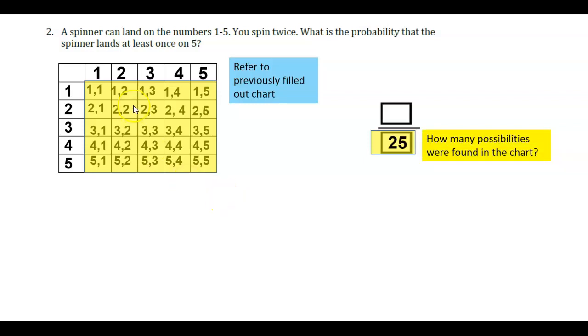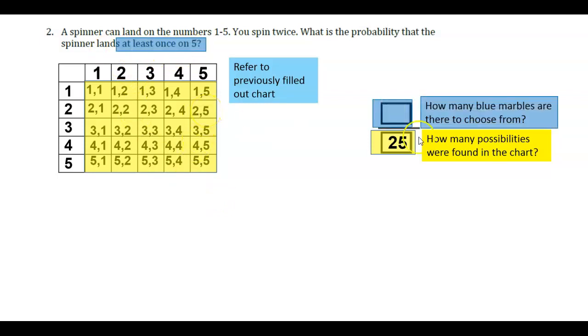What is the probability that we spin at least once on 5? So at least once on 5. Not blue marbles. How many possibilities land at least once on 5? And I'll give you a hint. Count it up. And unpause. Hopefully you counted and wrote that 9.